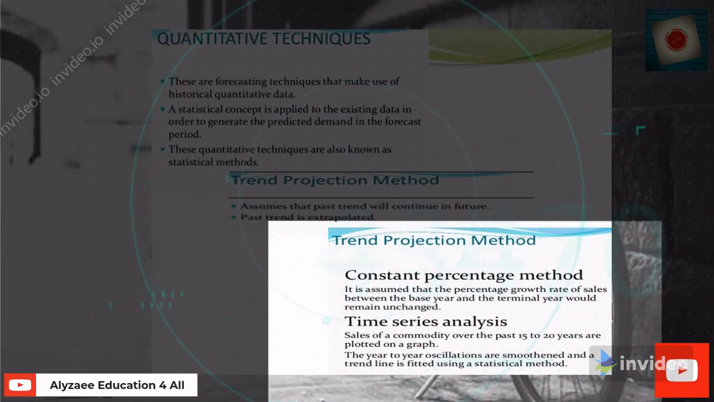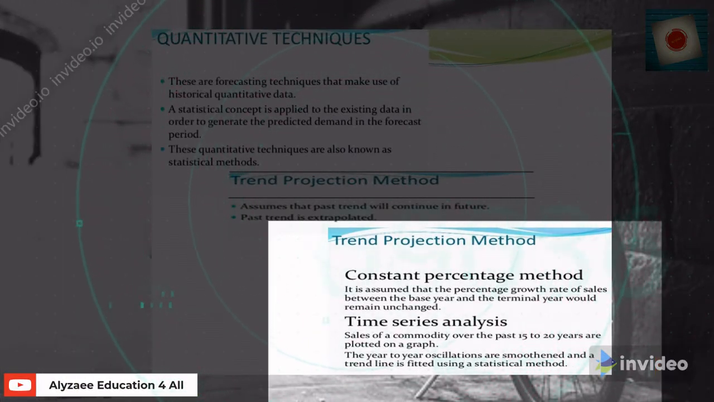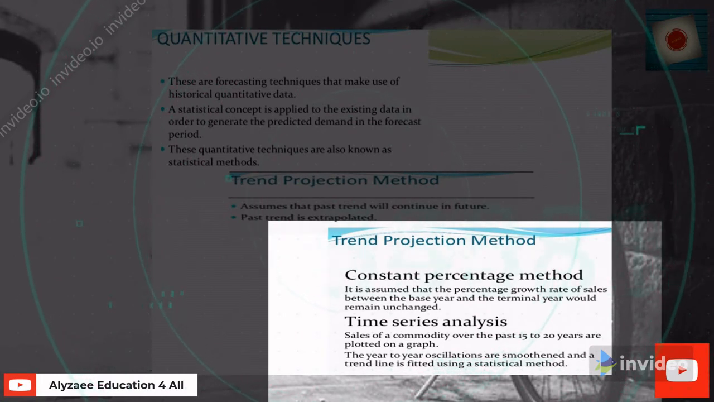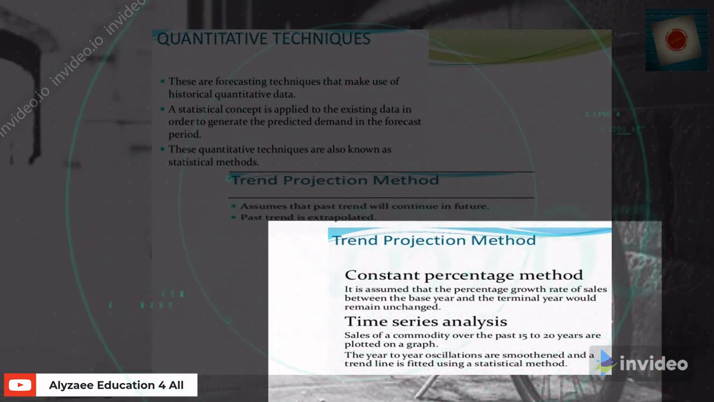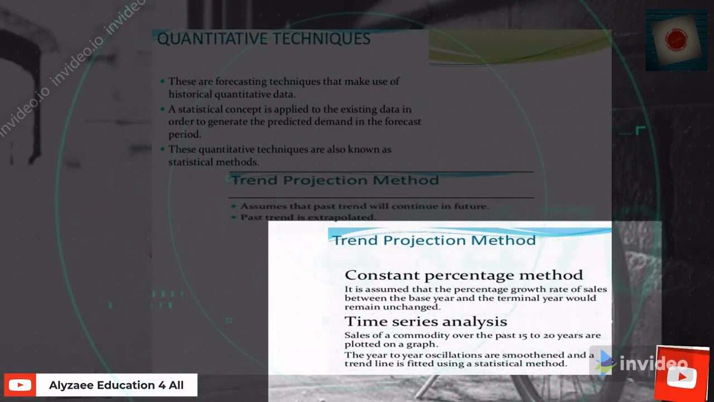These are forecasting techniques that make use of historical quantitative data. A statistical concept is applied to the existing data in order to generate the predicted demand in the forecast period. These quantitative techniques are also known as statistical methods. So here we can use SPSS for larger data and Smart PLS for small data ranging between 300 to 500, and it will give you the same manipulation of the results.